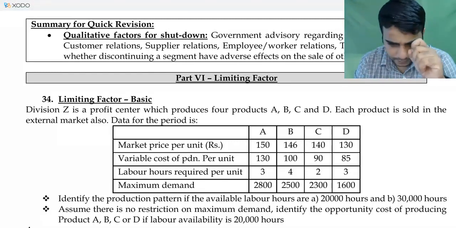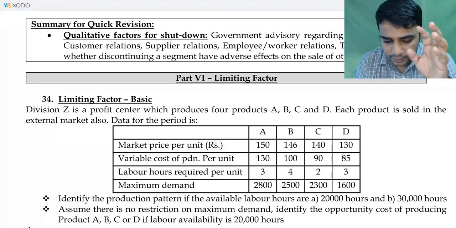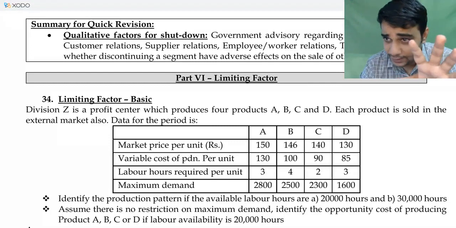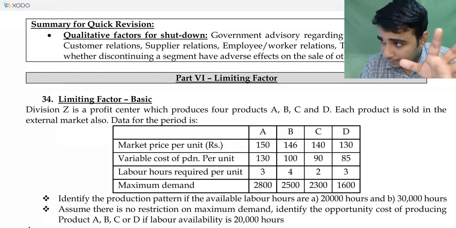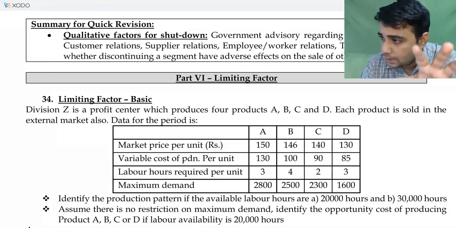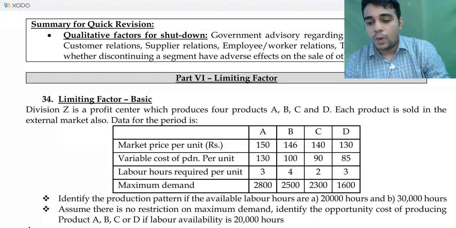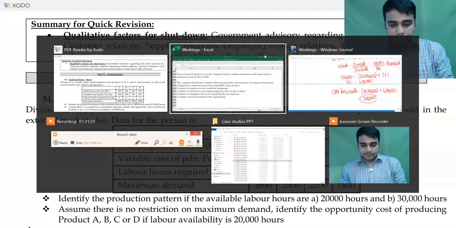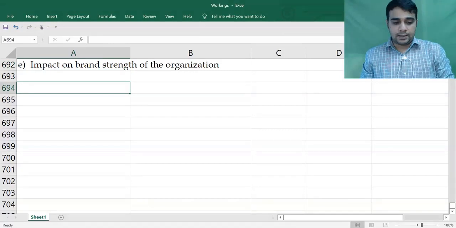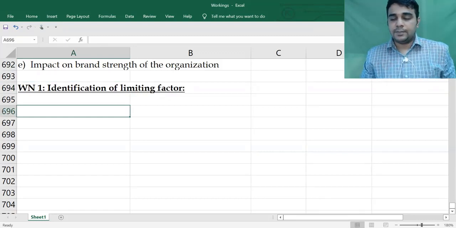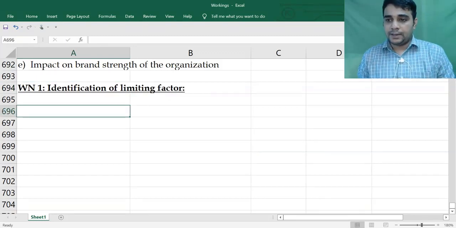Okay, I am required to identify the production pattern. The only possible limiting factor in this question is labor hours, because they have not mentioned anything about raw material availability or machine availability or money availability. Only possible limiting factor is labor, which also I am not sure whether it is a limiting factor or not. Working note 1, identification of limiting factor. In exam, this step you can even do in the calculator.